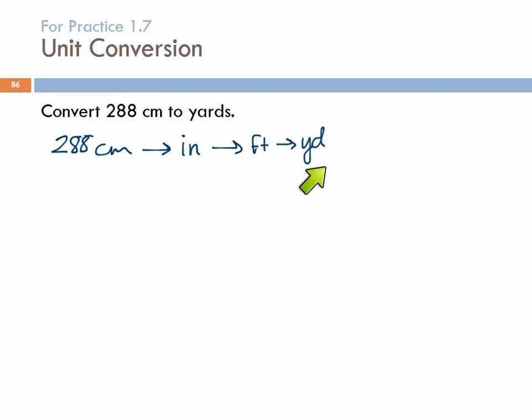So we've made up this path, and each of these arrows represents a conversion that we know or can look up. The relationship between centimeters to inches, inches to feet, feet to yards. That's our path. It's going to tell us where to go. So I write down 288 centimeters. I look at my path. There are 3 arrows. I'm going to have 3 conversion factors.